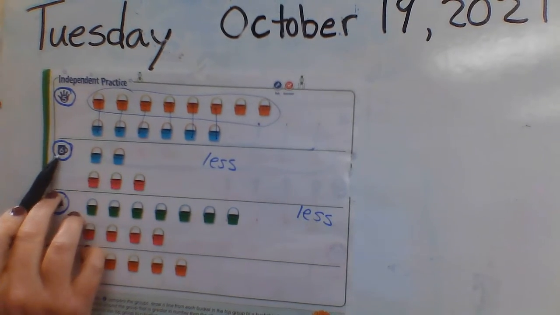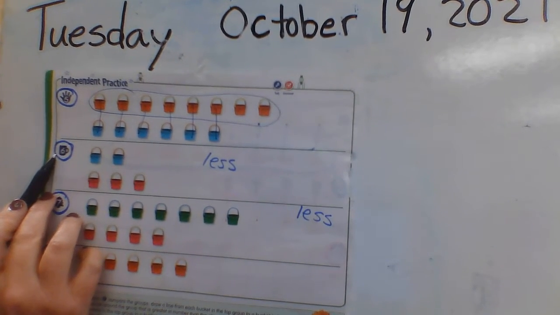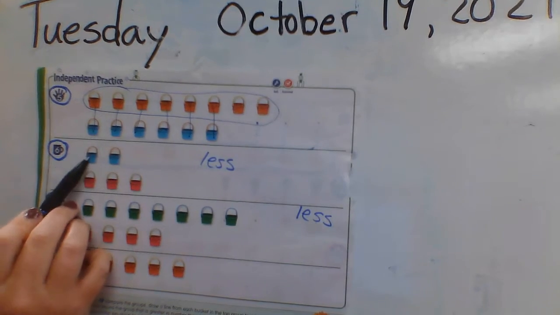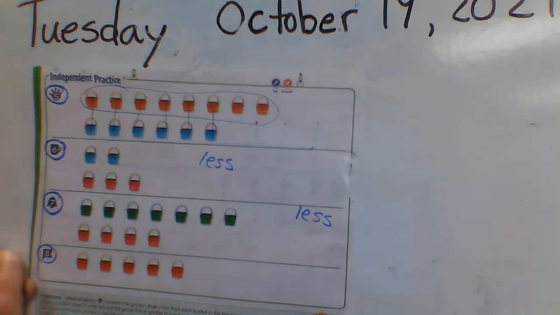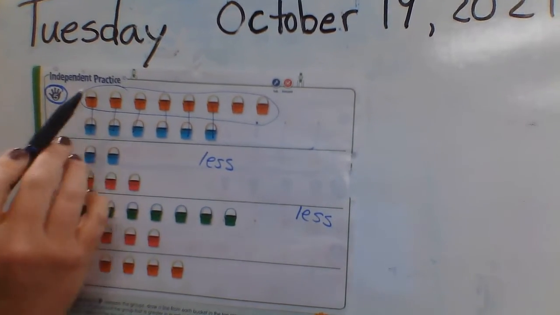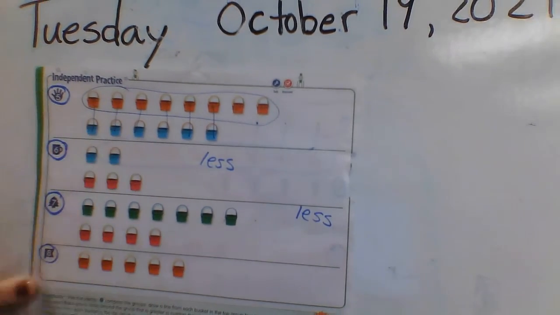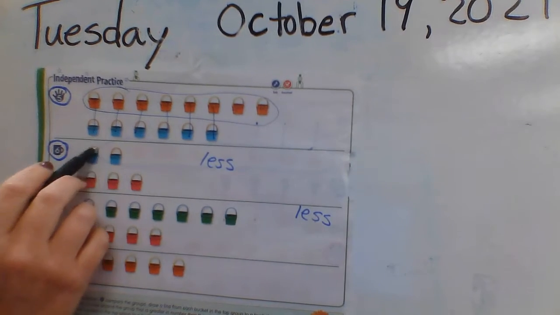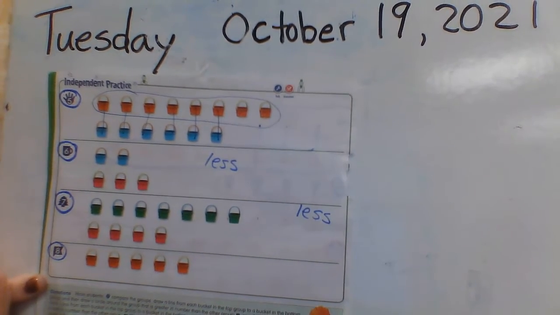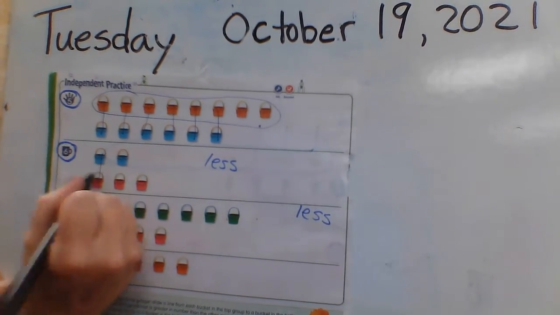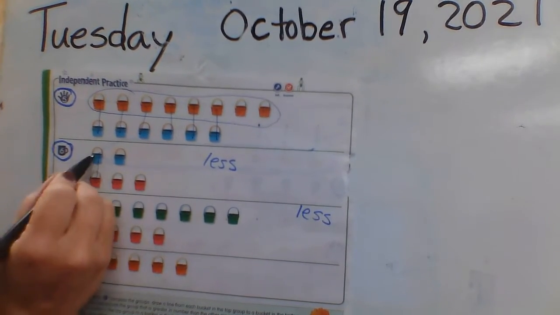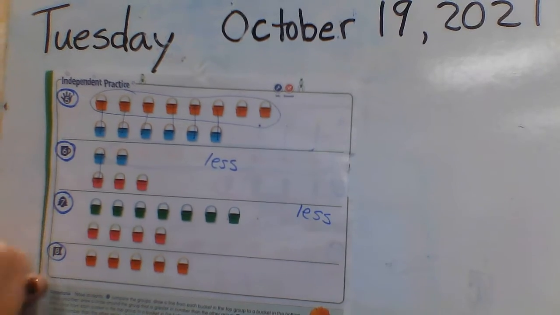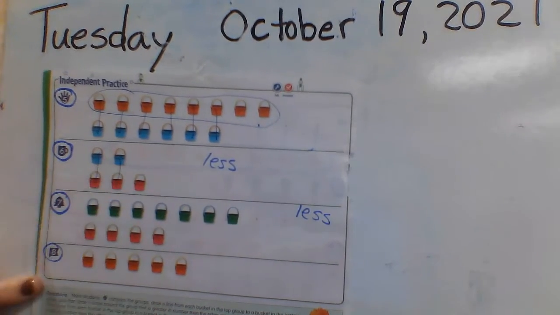So now let's take a look at number 6. Number 6, they want us to focus on which group is less or fewer. So that's just the opposite of greater or bigger. Now we're going to switch our brain and our focus is going to be on the group that has the smaller amount, less or fewer. So I'm going to pair them up by drawing a line. One blue gets one red. One blue gets one red.